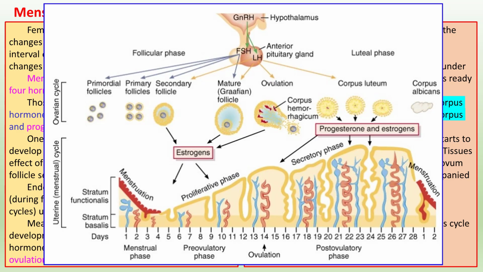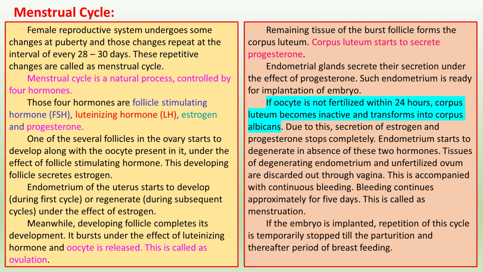The menstrual cycle is a natural process, and women may experience severe pains during this period. Severe weakness is felt due to heavy bleeding. There is a higher possibility of infection during this period. Due to all such reasons, there is a need for rest along with special personal hygienic conditions. If the embryo is implanted, repetition of this cycle is temporarily stopped till the parturition and thereafter the period of breastfeeding.